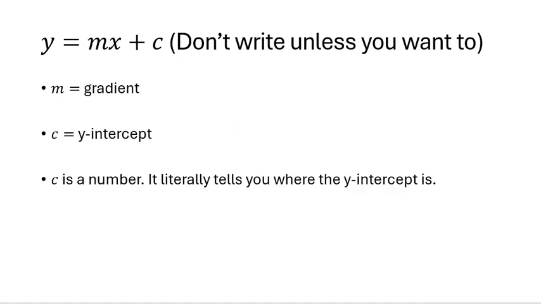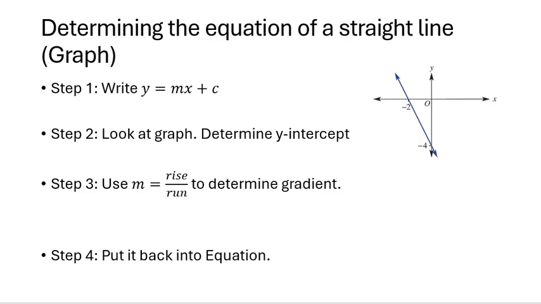So let's just recap real quick. This formula, y equals mx plus c, easy to know. m is the gradient, c is the y-intercept, okay? And just remember that it's just a number. The letter c is a number. It just tells you where the y-intercept is. So let's get to it.